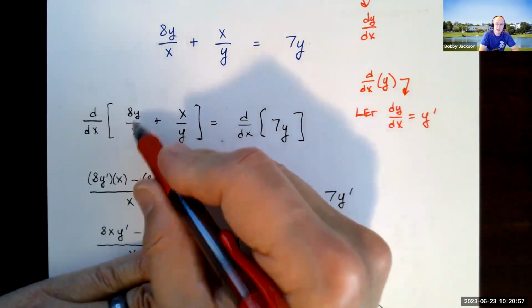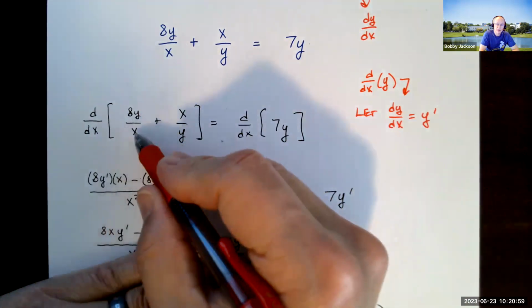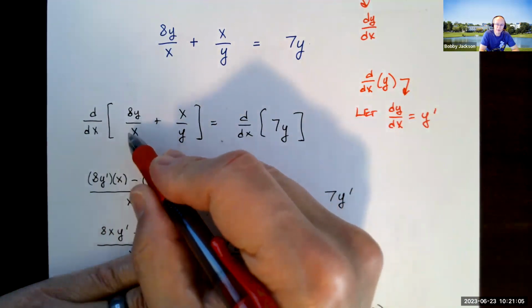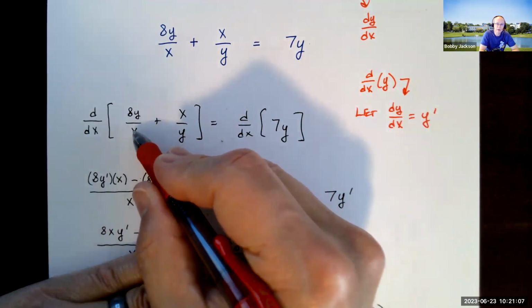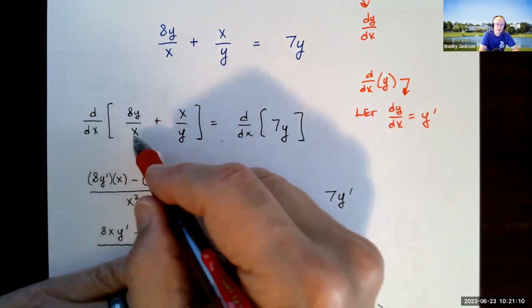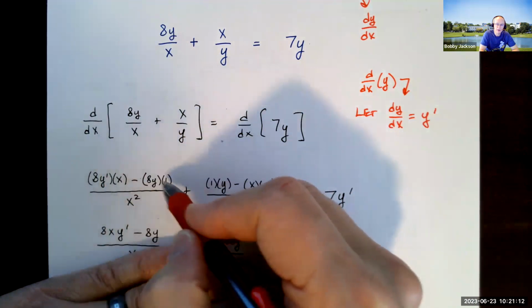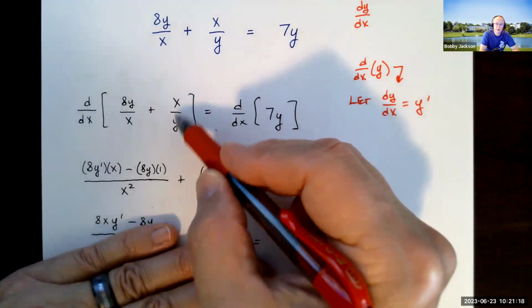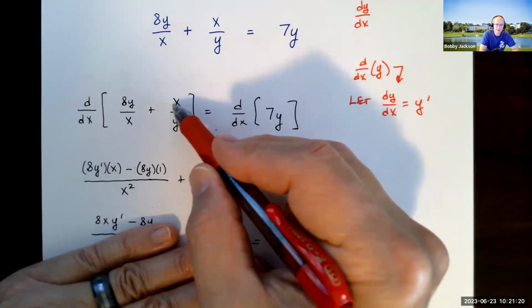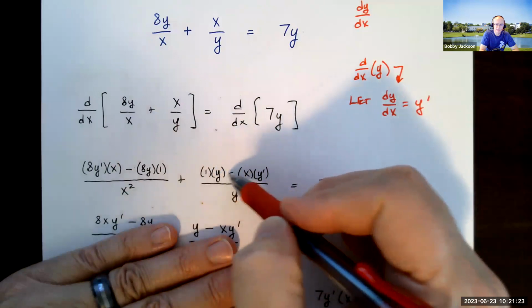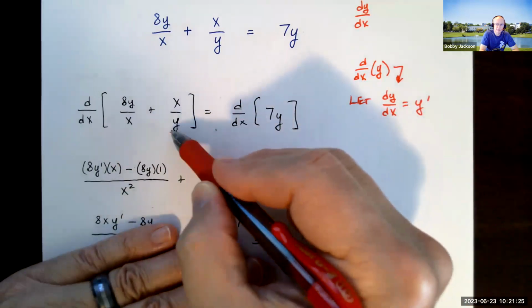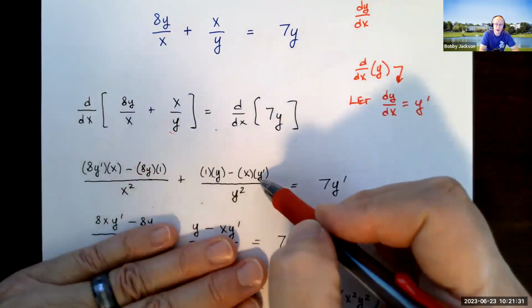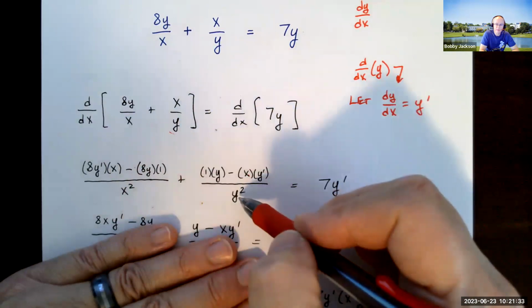So this is 8 times dy dx, or 8 times y prime, times the bottom function minus the top times the derivative of the bottom function. Well, the derivative with respect to x of x is just 1. So again, we're taking the derivative with respect to x, not with respect to y. So this is just 1, all over the bottom function squared. Same thing here, quotient rule, right? Derivative of the top with respect to x is 1 times the bottom minus x times the derivative of the bottom. Derivative of bottom is y prime, right? Derivative of y with respect to x is dy dx, or y prime, all over the bottom squared.